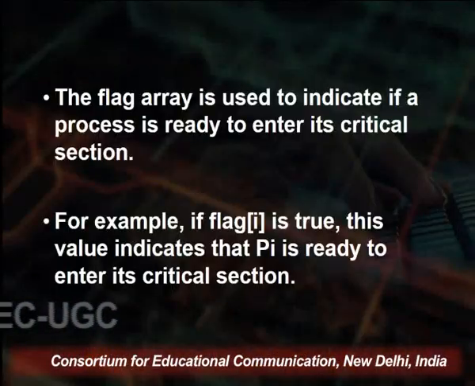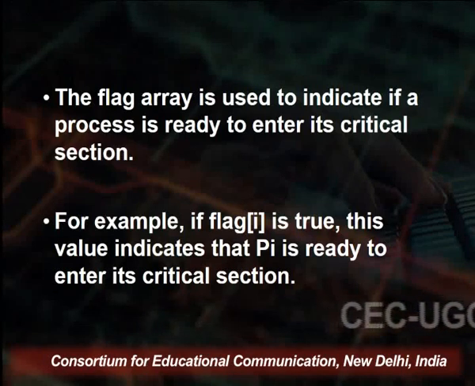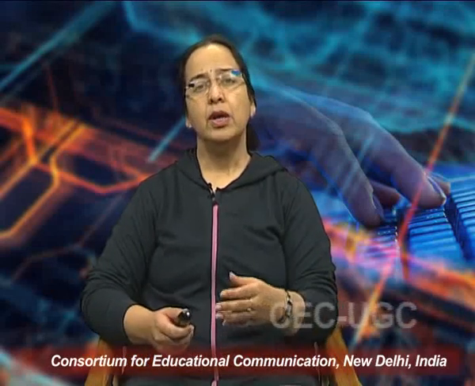So for example, flag of i is true. So this value indicates that the process Pi is ready to enter into its critical section, or let's say flag of j is true. That means the jth process is ready to enter into its critical section. So now in order to enter into the critical section, what does a process need to do? Any process first needs to set its flag to be true. That means it has to indicate its desire or its preparation that yes, I am ready to get into the critical section.